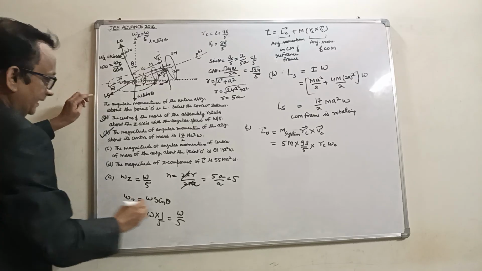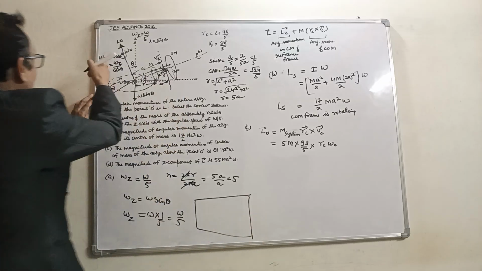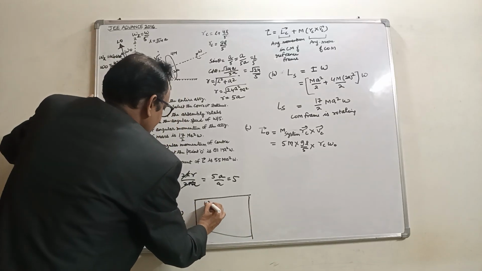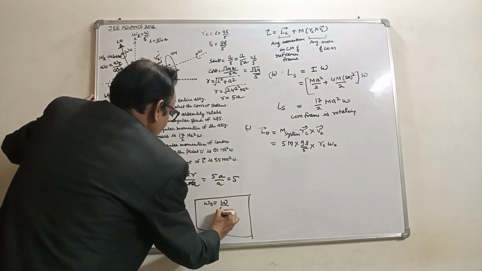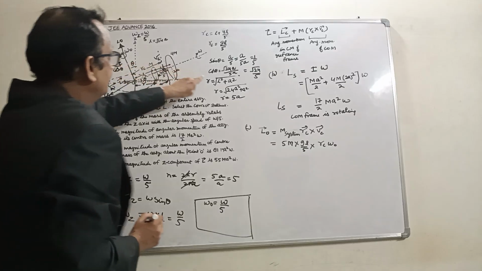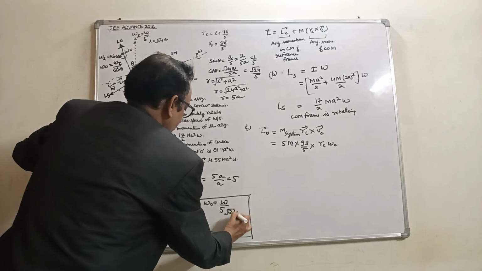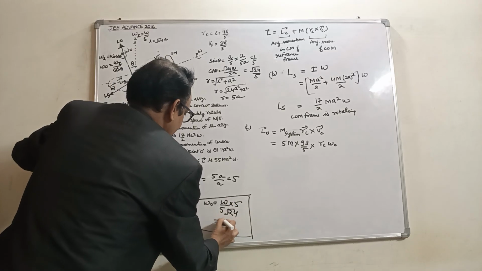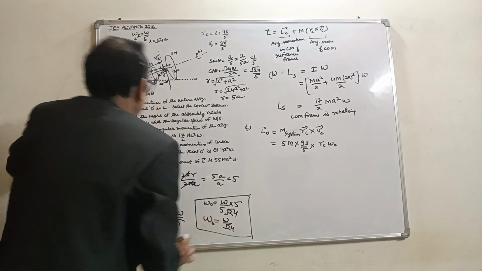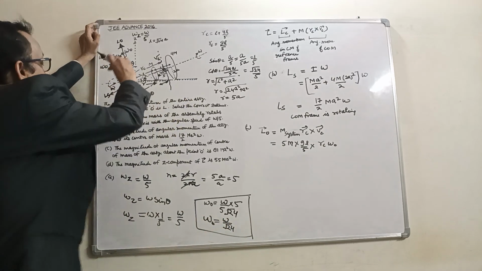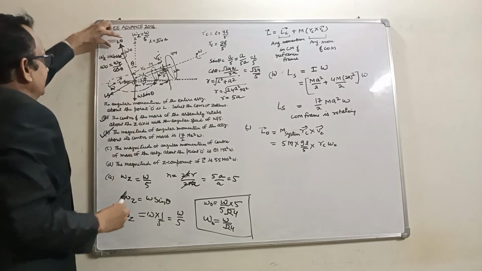So here, what would be the omega naught? Omega z, this is omega by 5. And what is the cos theta? Cos theta is root 24 by 5. So this becomes omega by root 24. This is omega naught, the angular velocity about this axis.